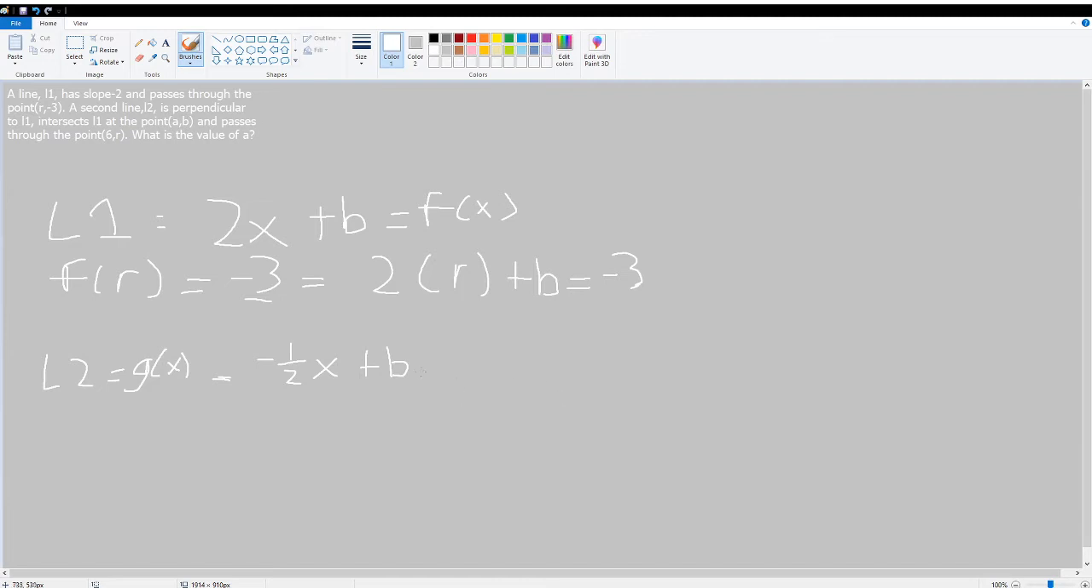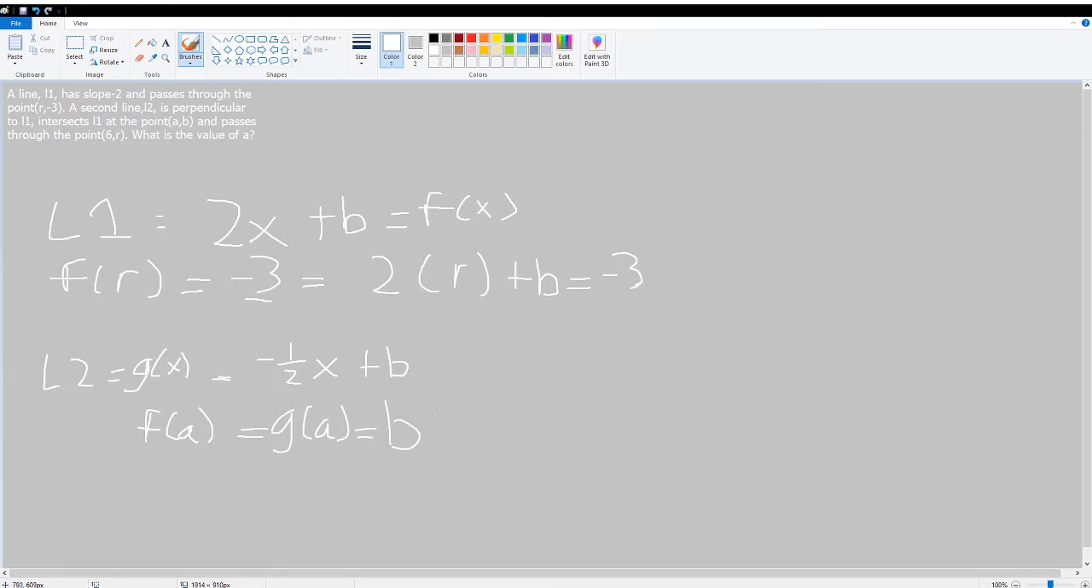And it tells us that L1 and L2 intersect at point (a, b). So what does that mean? That means that f of a is equal to g of a, which is all equal to b. Meaning at the same input, they have the same output.